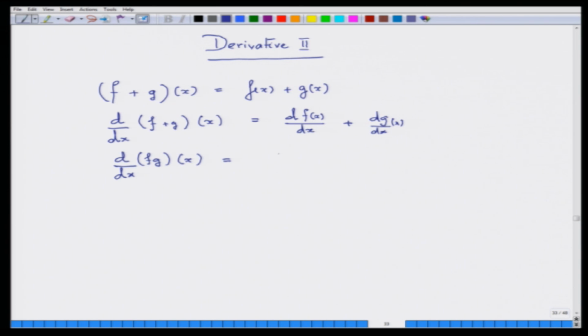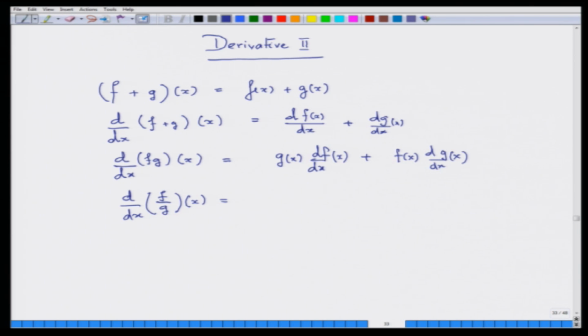Then this would be nothing but g(x) into d/dx of f at x plus f(x) into d/dx of g at x. That would be the answer. This is a well known fact, and of course, we need to talk about this.